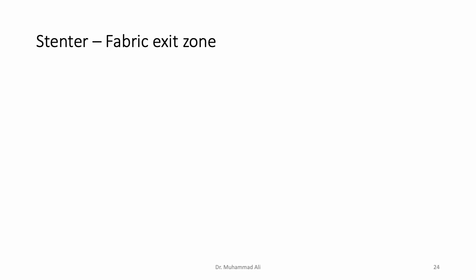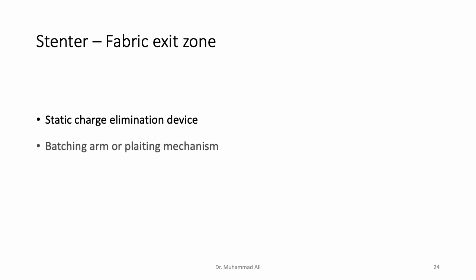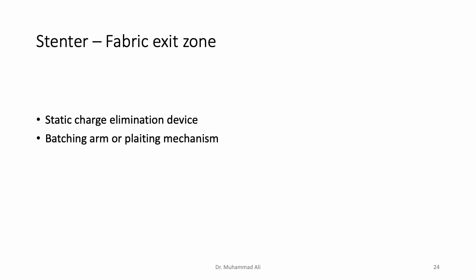So we are now going to talk about the very exit of the machine where the fabric comes out. The exit zone of a stenter is again very similar to the exit zone of a usual open width continuous processing machine. We have devices like the static charge elimination device, which is usually installed after any process in which the fabric is made very dry, because that is when a static charge can build up and it can be very harmful. The other most important system that's provided in the fabric exit zone of any open width continuous processing machine is a batching arm or a plating mechanism.